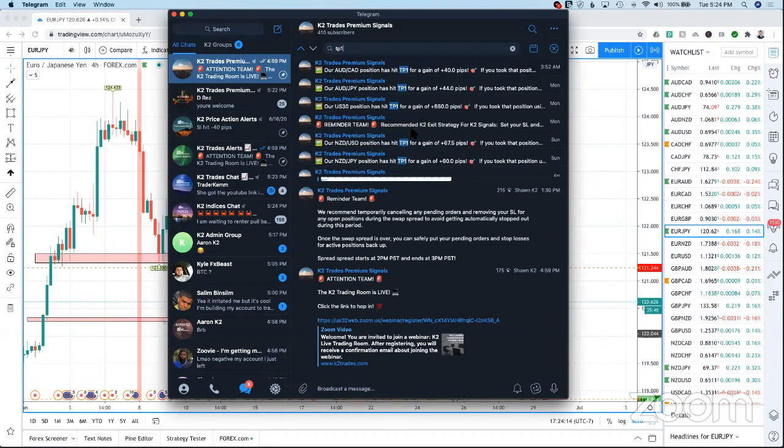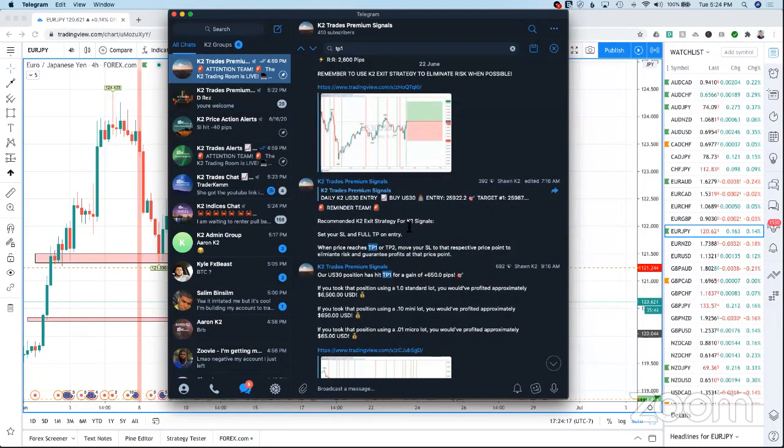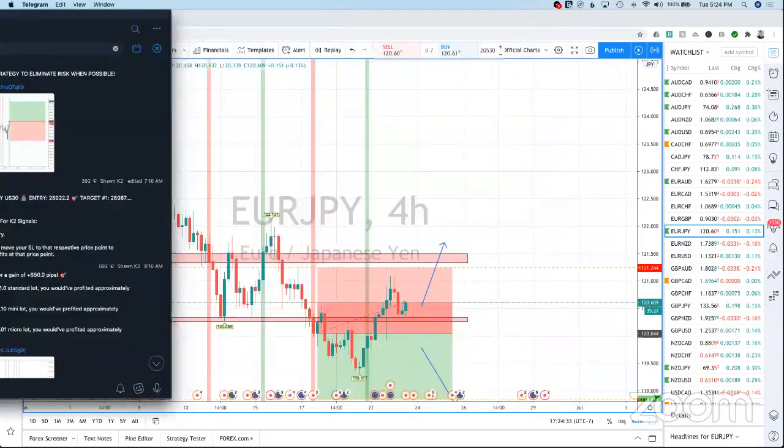So right here, I sent this on Monday. Just a reminder, team: we recommend you move your stop loss. It says, set your stop loss and full TP on entry. When price reaches TP1 or TP2, move your stop loss to that respective price point to eliminate risk and guarantee profits at that price point. And that's exactly what I was mentioning earlier.